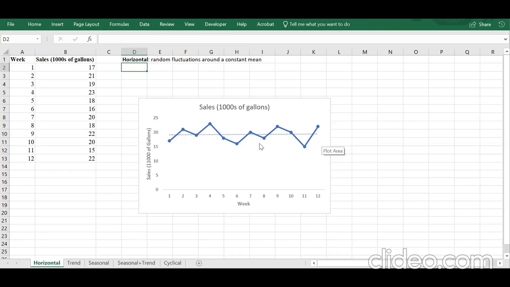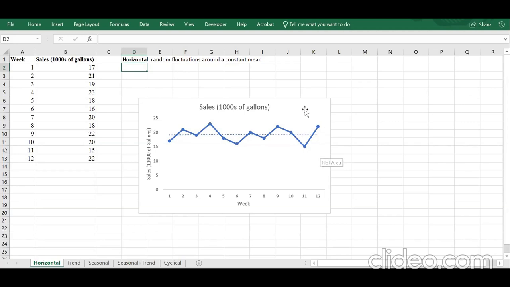The second thing that we need to check is to make sure that the fluctuations are random. Sometimes we have a flat line, but the fluctuations are not random. In those cases, we may have seasonal pattern, not horizontal. I'll talk about seasonal in a minute, but horizontal is when we have random fluctuations around a constant mean. And when we have horizontal patterns, we are going to use different techniques from when we have a trend or seasonal and trend together.